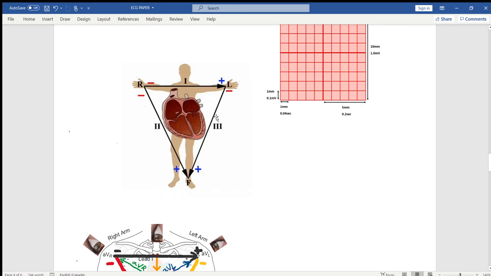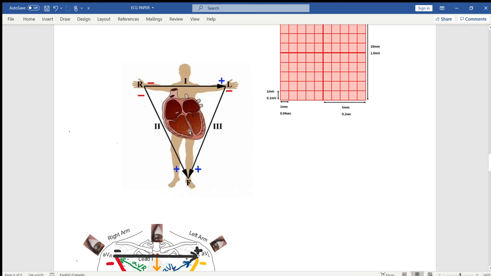Lead number three is going from the left shoulder to the left foot. Here you have got double positive. Again, it is looking at the heart from this area toward this. Lead number one is looking at the heart from this area, in the frontal plane. Lead number two is looking at the heart from this side. Lead number three is looking at the heart from this side. So that means the heart is going to be visualized from all sides in the frontal plane.